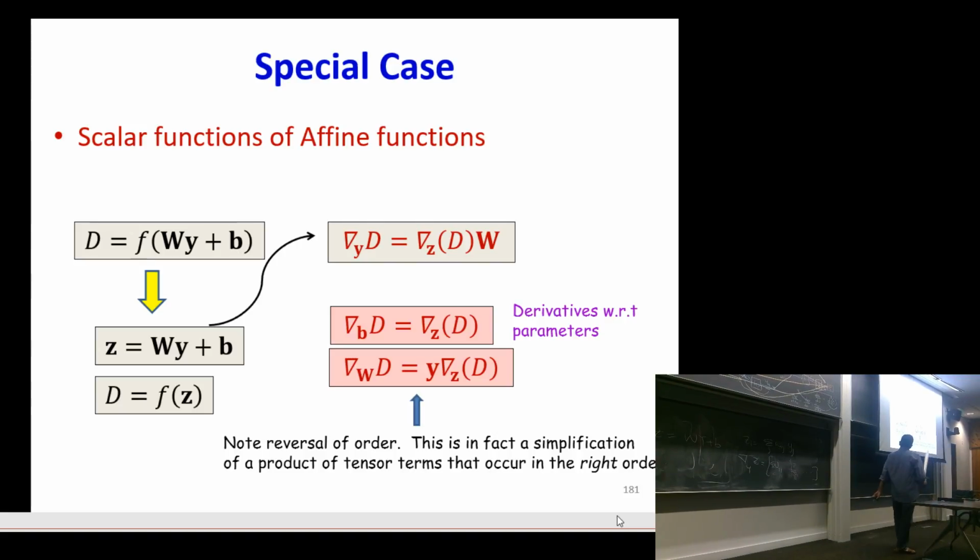Similarly, what is the derivative of d with respect to b? That's going to be the derivative of d with respect to z times the derivative of z with respect to b. And that's just simply because the derivative of z with respect to b is the identity matrix, so that's just the derivative with respect to z itself.